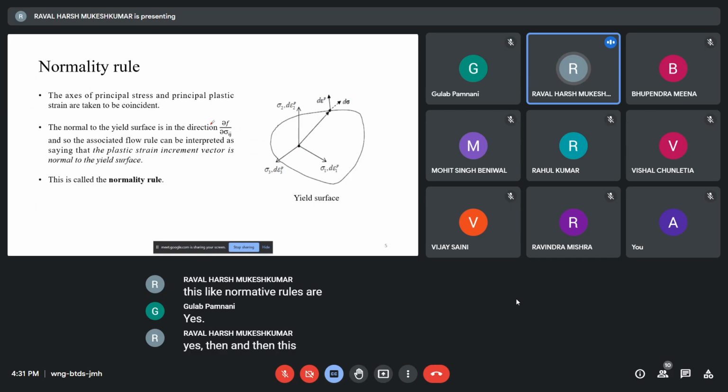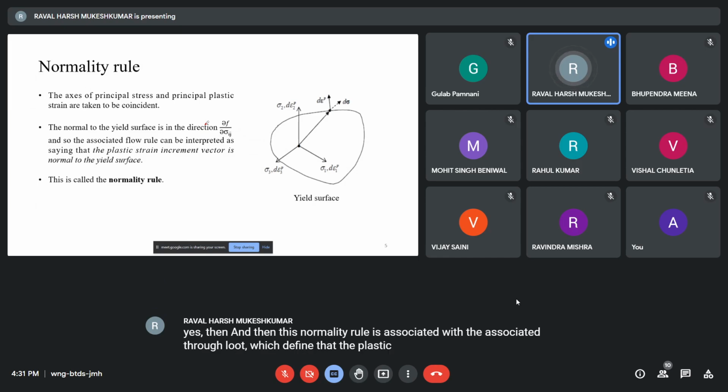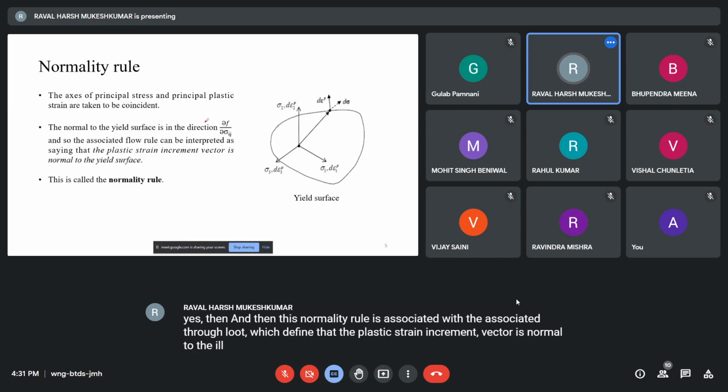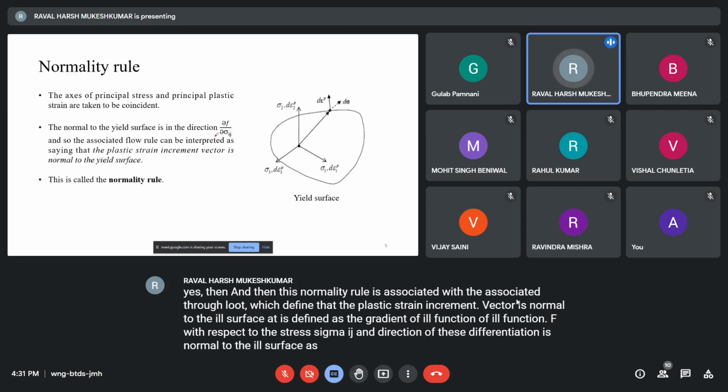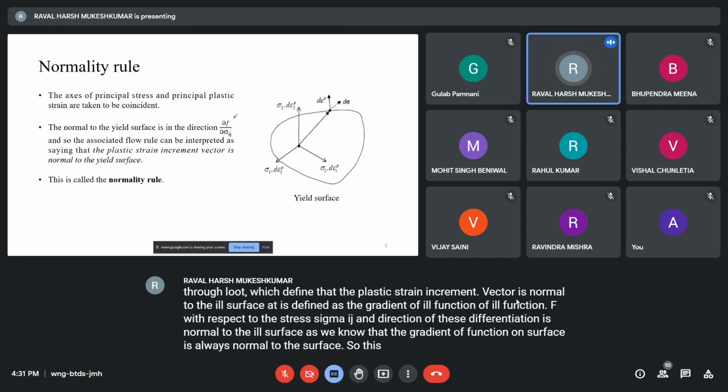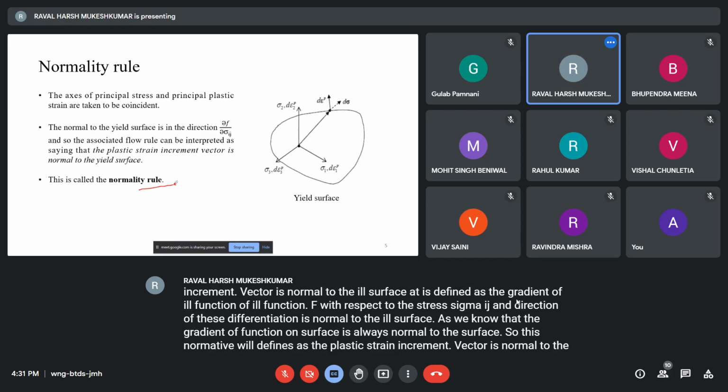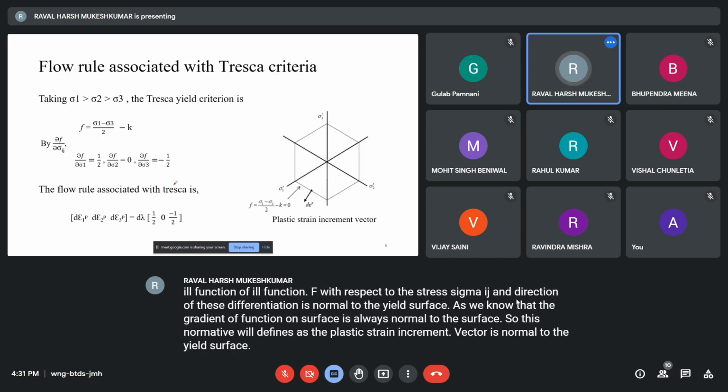This normality rule is associated with the associated flow rule, which defines that the plastic strain increment vector is normal to the yield surface. It is defined as the gradient of the yield function f with respect to stress sigma ij, and the direction of this differentiation is normal to the yield surface. As we know, the gradient of a function on a surface is always normal to the surface, so this normality rule defines that the plastic strain increment vector is normal to the yield surface. Then the flow rule associated with the Tresca criteria.